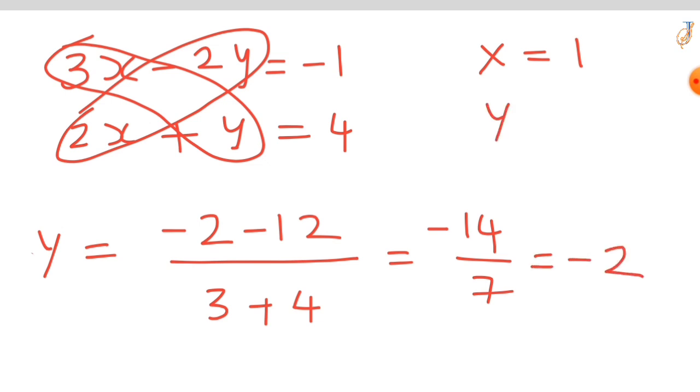Whatever result you are getting, you need to change the sign. Here we are getting minus 2. If you change the sign, you get plus 2. So the x value is 1, y value is 2.